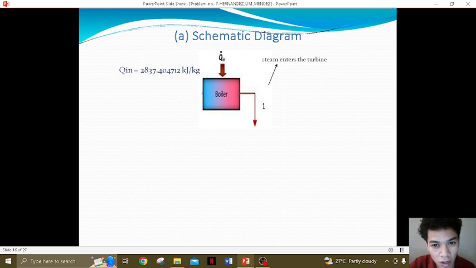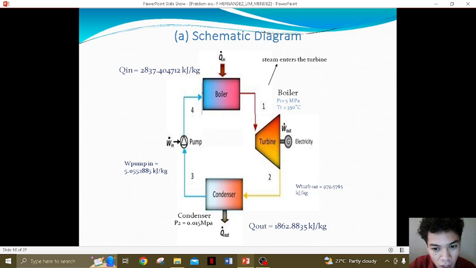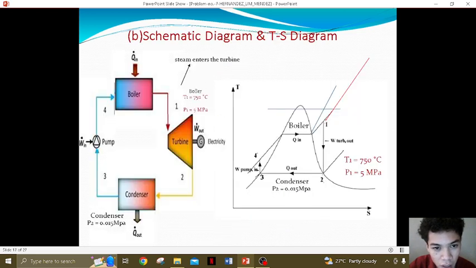So in here, same thing. They have the answers already there, just like what I discussed earlier. Then you have already there your answers: boiler T1 of 750 degrees Celsius and your P1 of 5 megapascal. Then also your TS diagram.